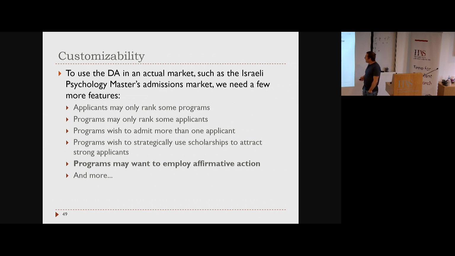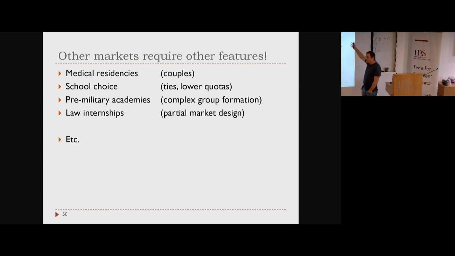Okay. Now, other markets require other features. That's just a psychology market, but let me tell you a bit about other markets. In the national residency matching program in the US, there was a problem with dealing with couples, people that come into the market as a couple and want to be matched at least in a similar geographic location. Think about the US, not Israel.